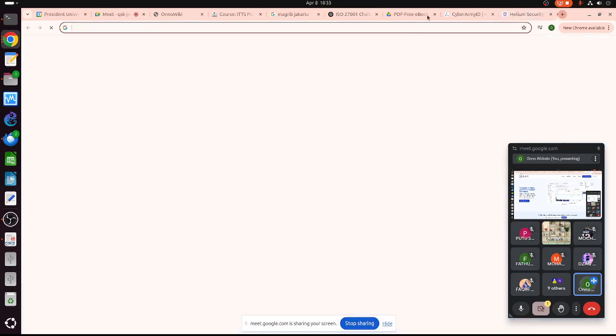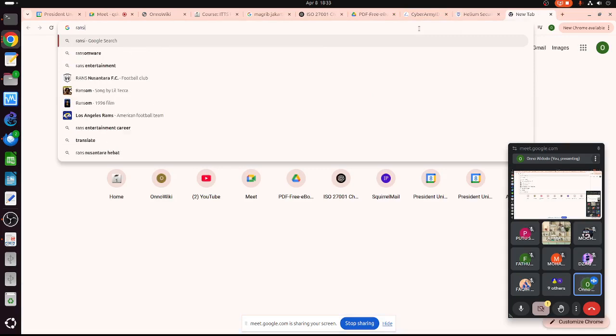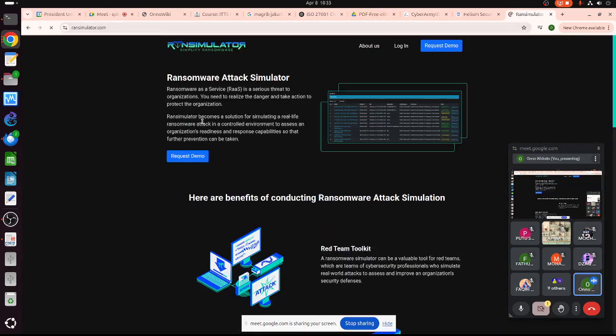The other platform they have is Run Simulator. This is a ransomware attack simulator. So we can simulate how to attack with ransomware, for example. This is more brutal because we can actually send ransomware to a company. But this is not the bad ransomware. This is a good ransomware. It's controlled ransomware. So the ransomware is controlled.